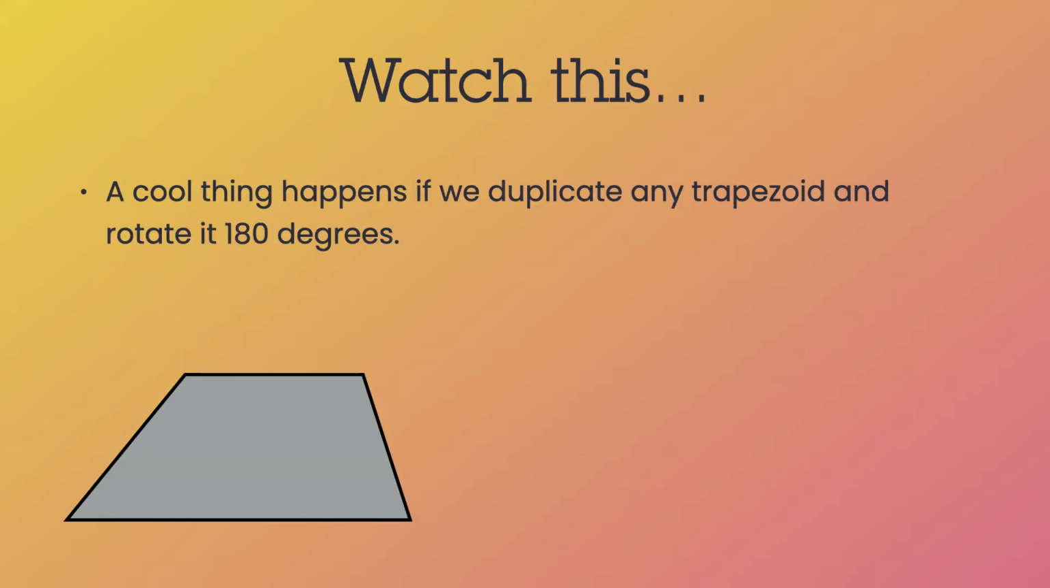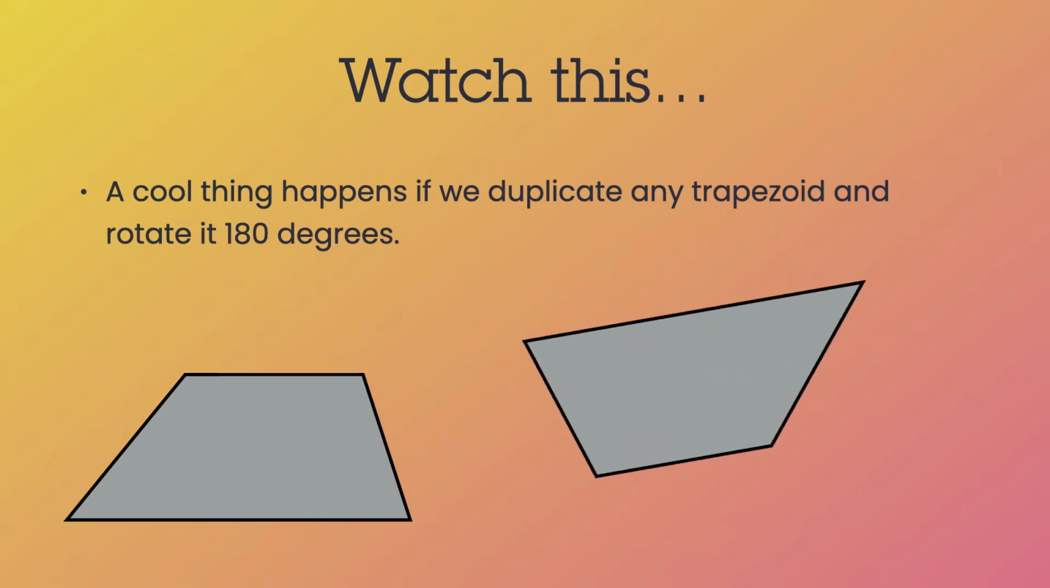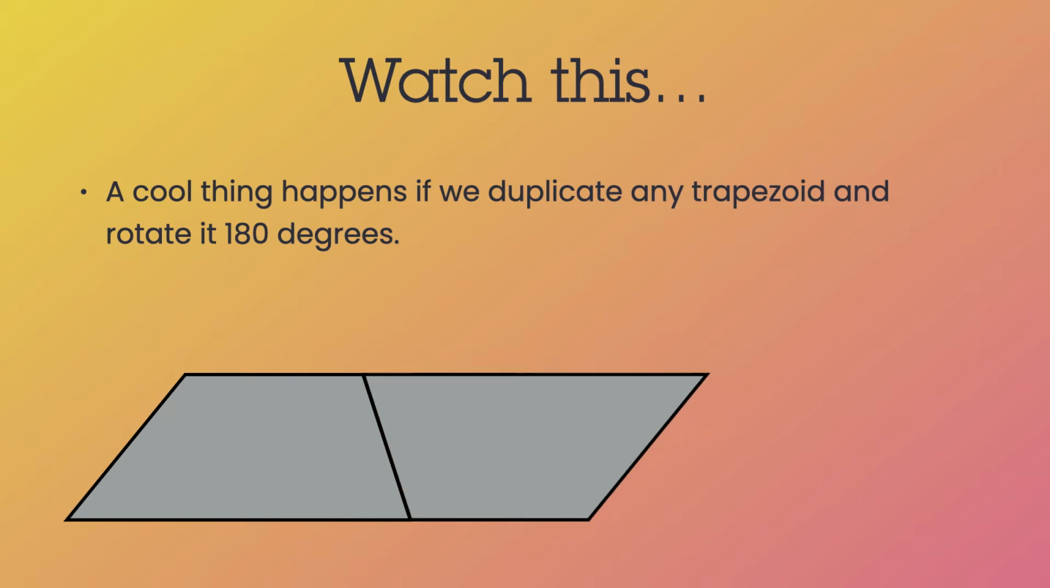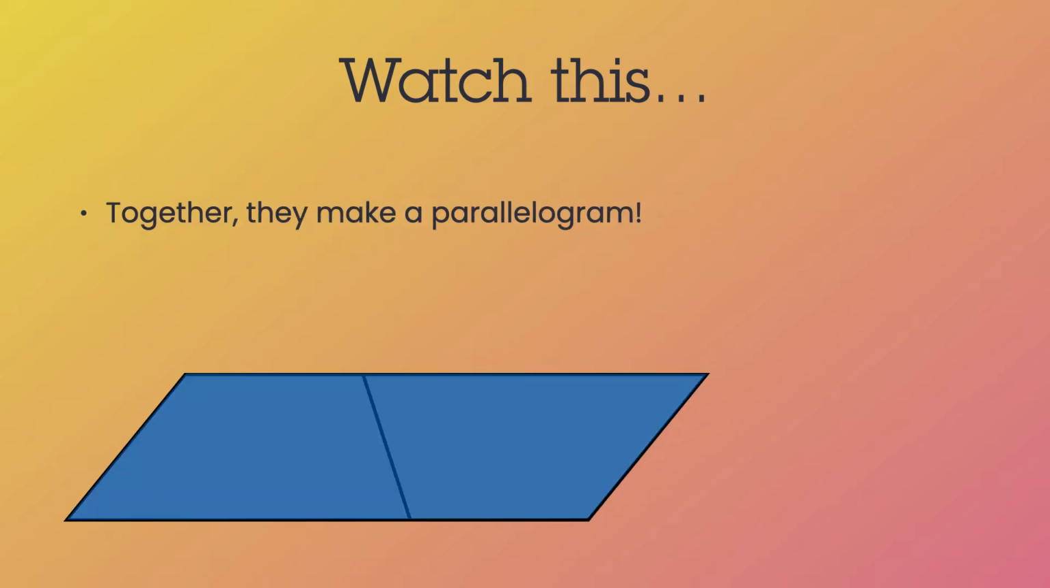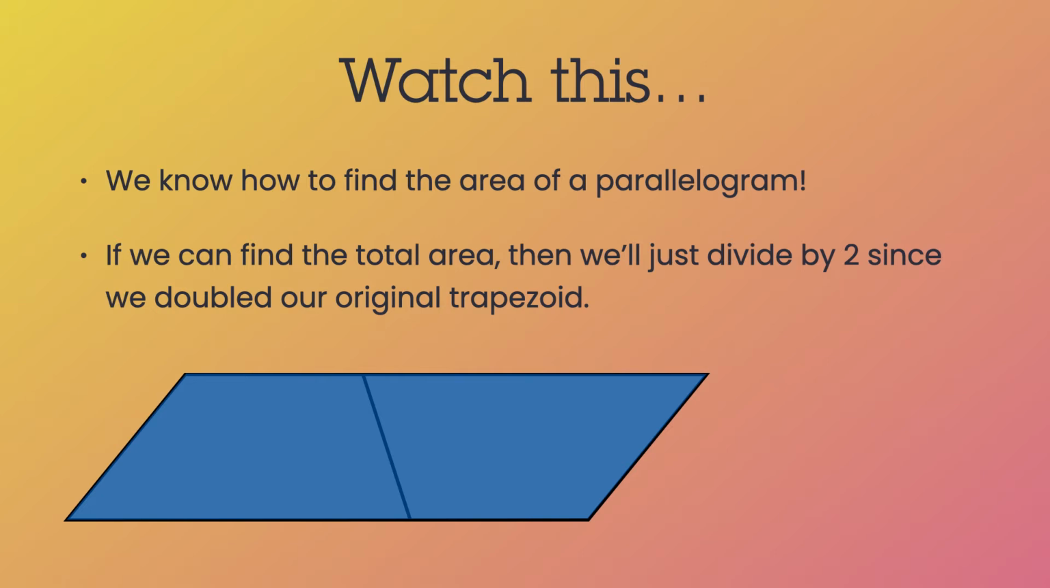Now there is a cool thing that happens if we duplicate a trapezoid and rotate it 180 degrees. So watch. Here we've duplicated. Let's rotate it. And then let's just slide these back. And look, together they make a parallelogram. Now we know how to find the area of a parallelogram. So if we can find the total area here, the total blue area, eventually we'll have to divide it by 2 since we doubled our original trapezoid, and that's really the only area we want.